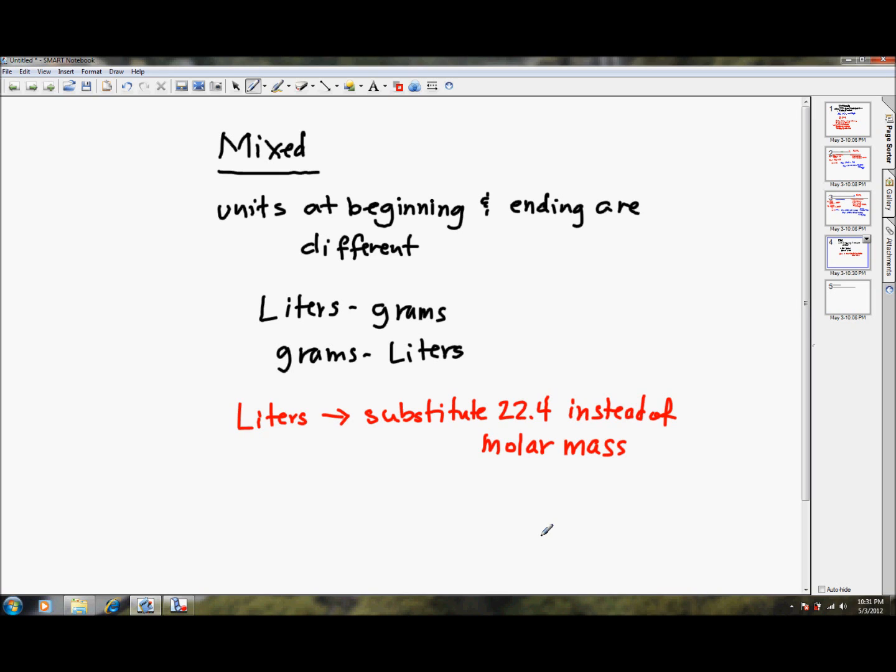So we'll still do the same steps, we'll still do the divide, the move it under, the multiply, but the first D and the last M, okay, we have to look very carefully now. We look at the unit. If we start with liters, the first D will be 22.4. If we end with liters, the last M will be 22.4. Let's look at an example of what I mean by that.